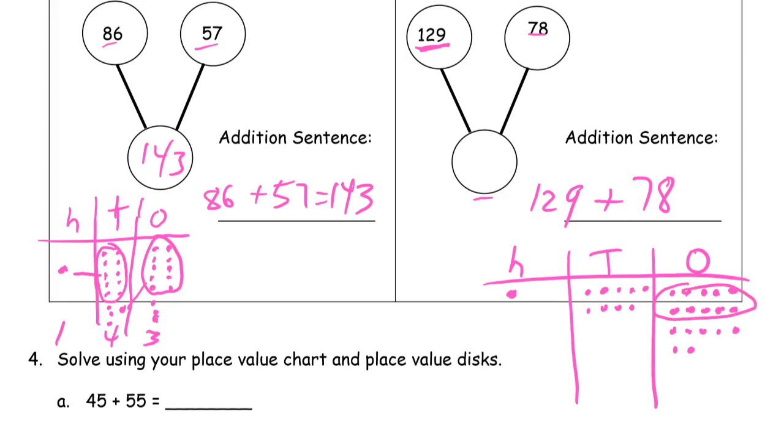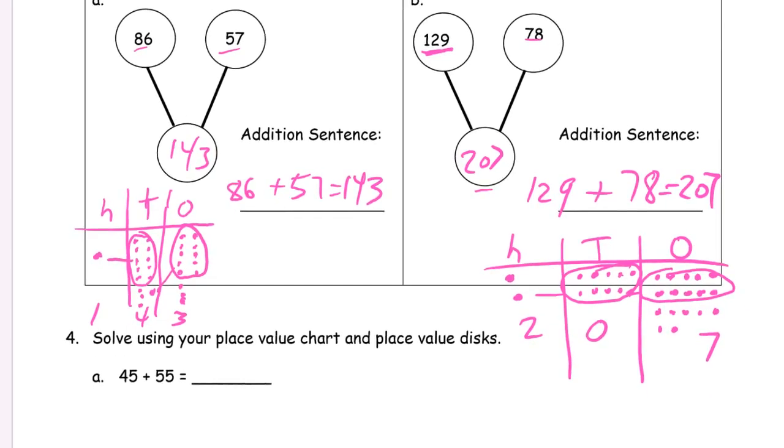There's 10 ones. That makes it 10. Now I have 10 tens, and that makes another 100. How many hundreds do I have? 2. I don't have any tens. And I have 7 ones, so I have 207 for a total.